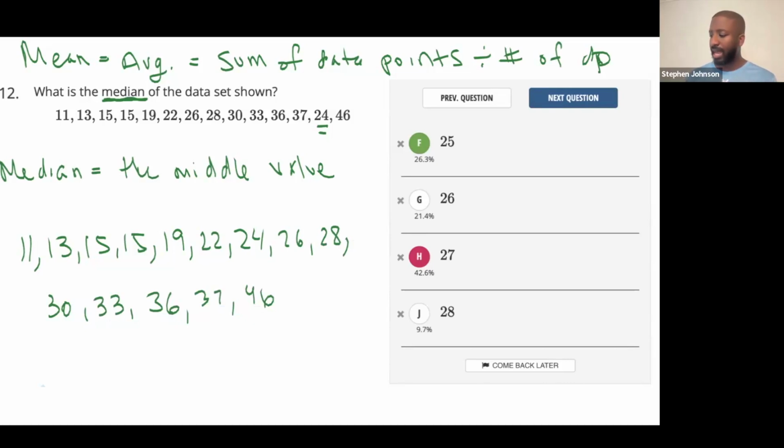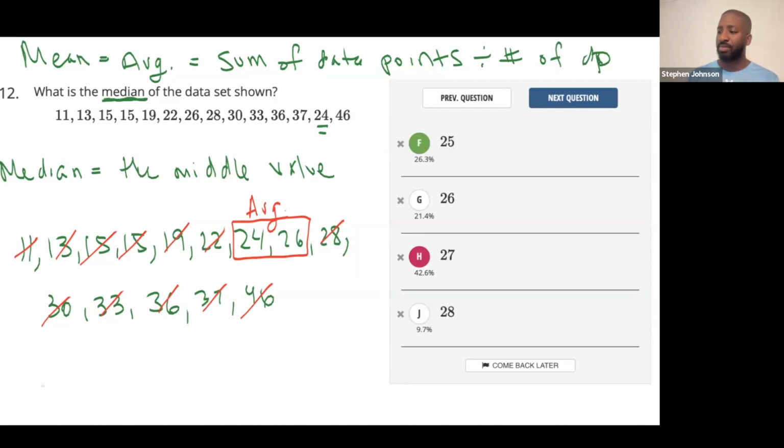To find the middle term, I always just cross out from the ends, right? So smallest crosses out largest, next smallest crosses out next largest, and we just continue in that way. So 15 with 33, 19 with 30, 22 and 28, and we're left with these two values being in the middle. Whenever you have two middle numbers, you take the average, right? In order to find the median, you take the average of the two middle values, right? So median is the middle value, but if there are two middle values, to find the median, you take the average of the two middle values.